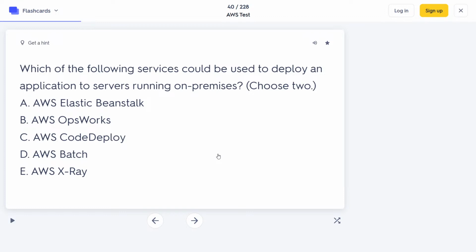AWS Elastic Beanstalk. It's kind of like something which can add different types of AWS resources and scale them for us. I don't think it is for running on premises. It's more like a cloud thing. AWS OpsWorks, I don't know what this thing does. CodeDeploy. It's for deploying the code, so it can likely be used for on premises. And AWS X-Ray. I will go with BC, and that is right.